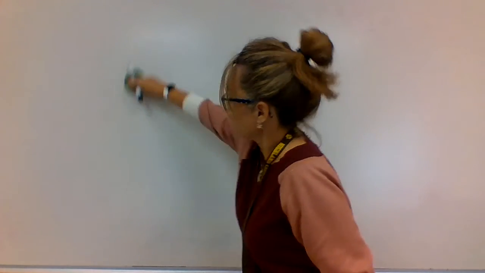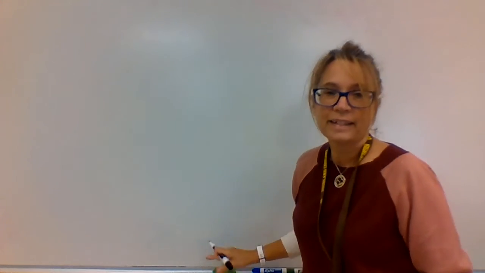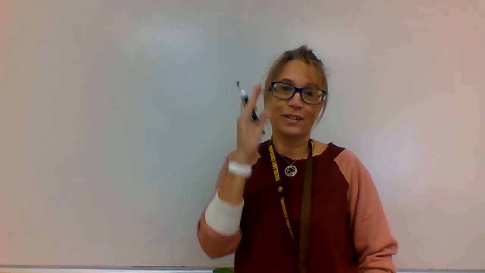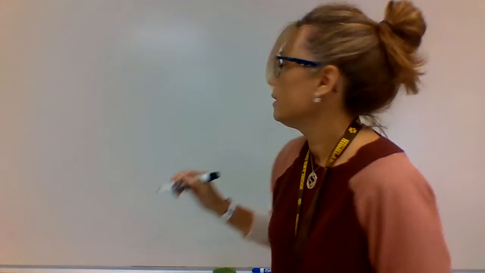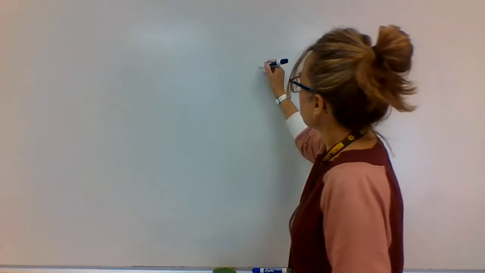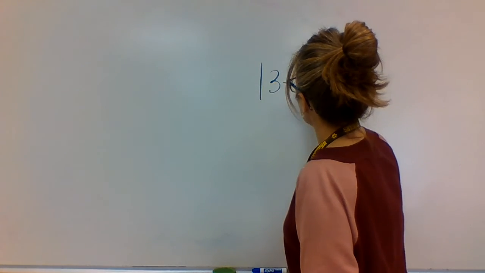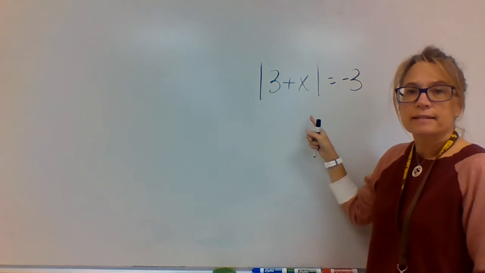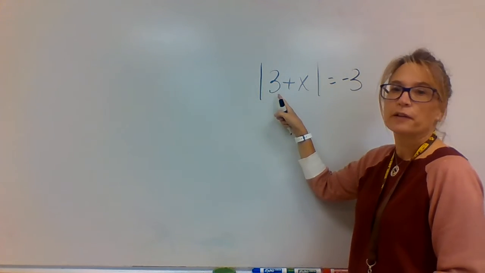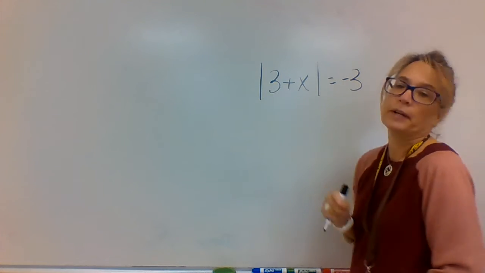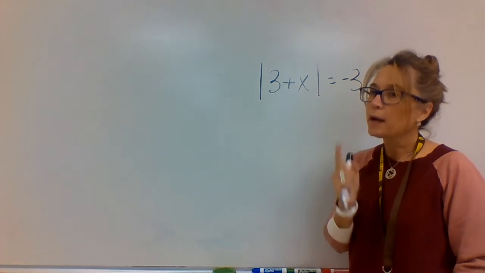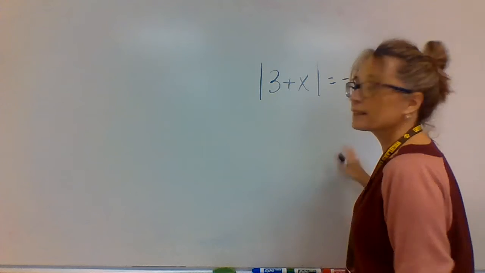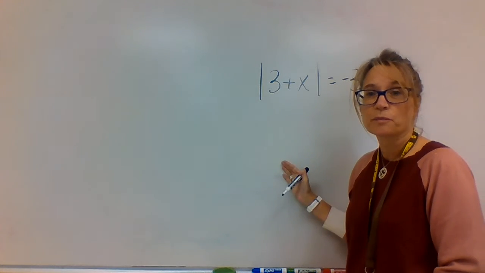Okay, the next thing I want to show you is there is a trick question, if you haven't done it already. I'm going to give you an example. Here's an example of one like it. This says absolute value of 3 plus x equals negative 3. Now, there's probably going to be some of you that are going to work this out, and you're going to have some problems with it.